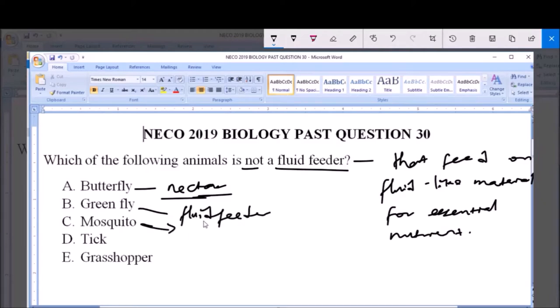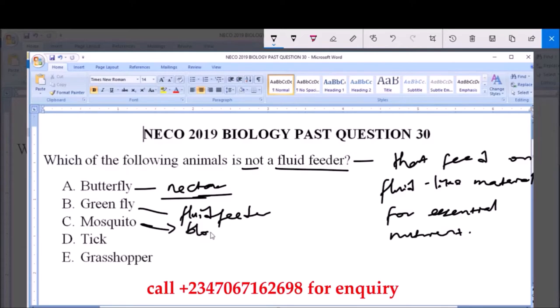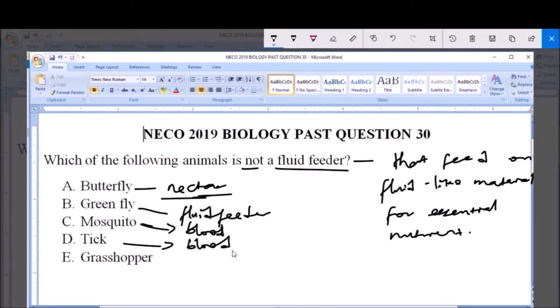Likewise, the mosquito. Mosquito is also a fluid feeder because they feed on blood. Tick also is a fluid feeder. It also feeds on the blood of animals. Now, option E says grasshopper.